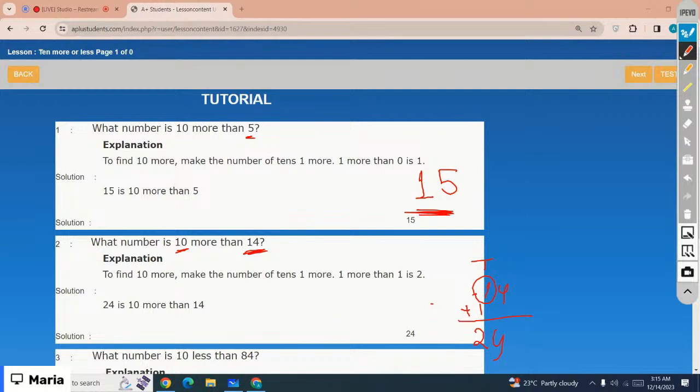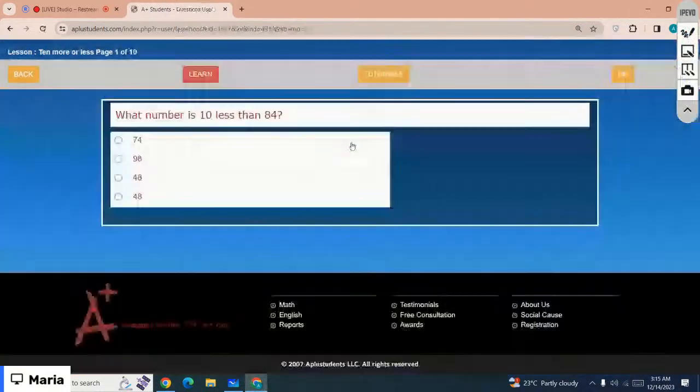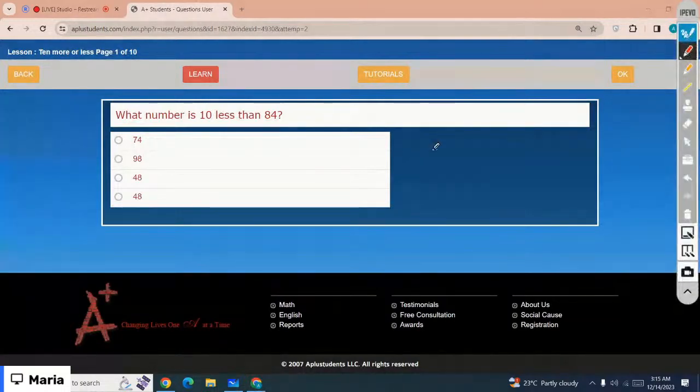Okay, let's just start with the test questions. What number is 10 less than 84? Now you need to see which is the 10 less, right? So for more you add and for less you have to subtract. Here is the tens digit, right? Subtract 1 in the tens digit, so 8 minus 1 is 7 and that makes 74. Very good, option number 1 is the correct option. 10 less means you have to subtract 1 from the tens digit, that makes it 74, right?